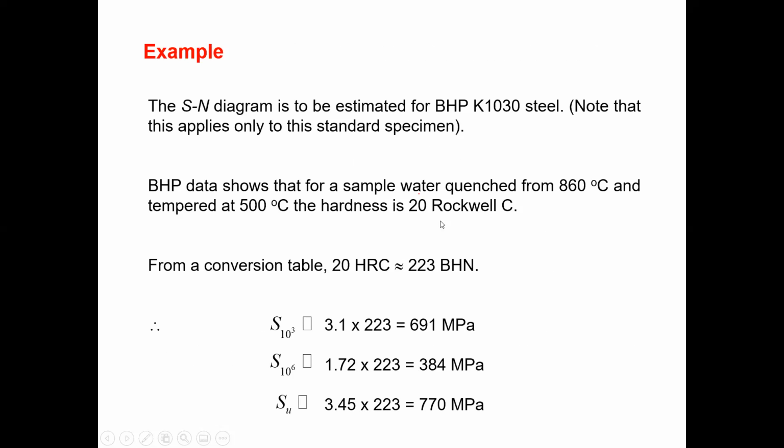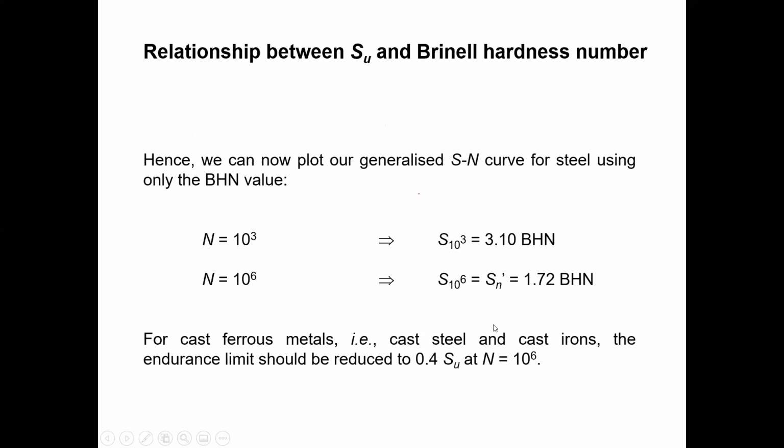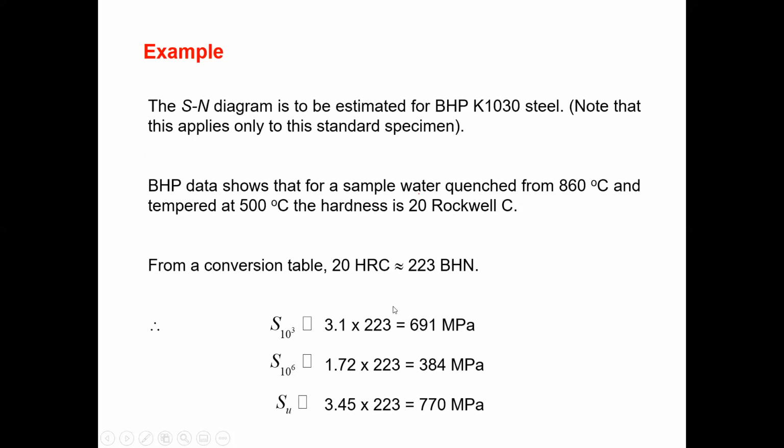So what you need to do, if you have Rockwell hardness, is convert that Rockwell hardness value to a Brinell hardness value, then find out the strength. This is the 10 to the power 3 cycle strength, from this equation. If you know the BHN value, you multiply by 3.1 and get the 10 to the power 3 cycle strength. For 10 to the power 6 cycle, it is 1.72 times BHN value, and the ultimate tensile strength is 3.45 times BHN value. So this is just to show how to use that equation.